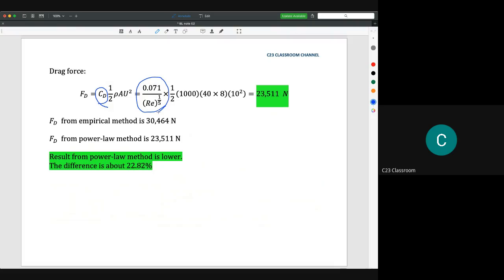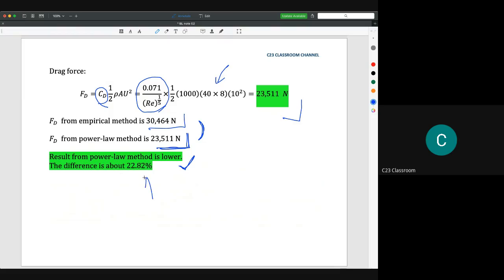And then we have 1 over 2 rho A U squared. So we substitute everything here, and we get around 23,511 newtons. If we compare, the empirical method gives 30,000 newtons, but the power law gives 23,000 newtons. From this calculation we found that the power law method gives a little bit lower, but the difference is big, around 22%.